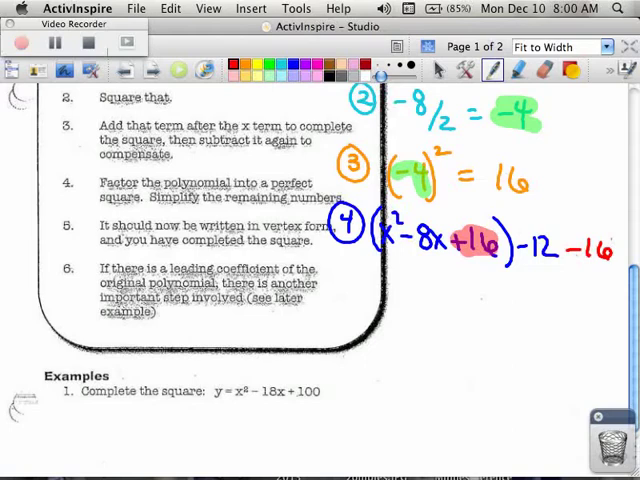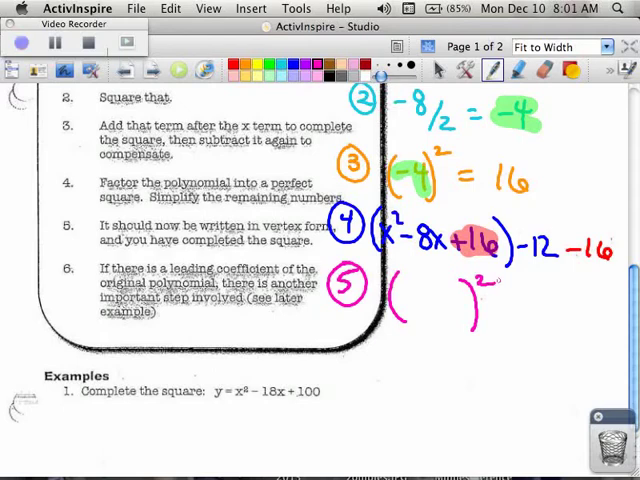Now if you look inside the blue parentheses, the reason they call this completing the square is that by having a positive 16 there, you've made this parentheses into something called a perfect square parentheses. So step 5, I'm going to write this in a different form that means exactly the same thing. In other words, I'm going to write this as a parentheses squared.